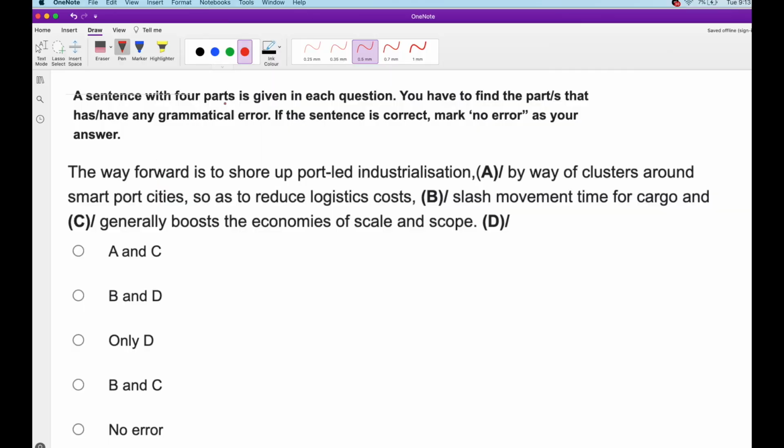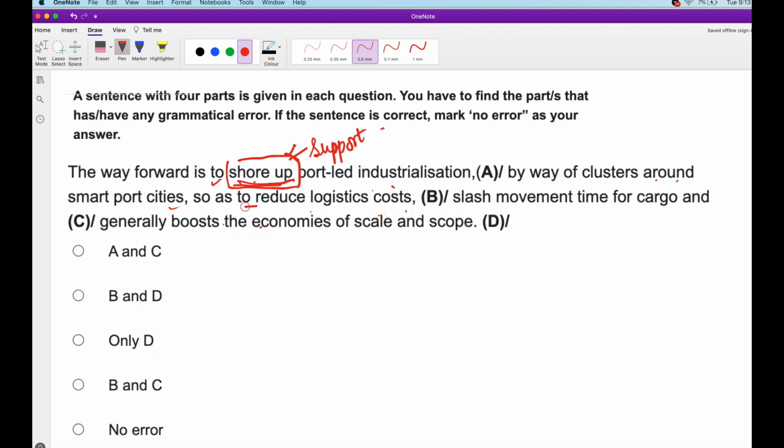So this is the first question. The way forward is to shore up port-led industrialization. Okay, what is the meaning of shore up? Let's understand. Shore up means, the meaning of this phrase is to support. So the way forward is to shore up. So is to shore up what? Port-led industrialization by way of clusters around small ports so as to reduce logistics costs.